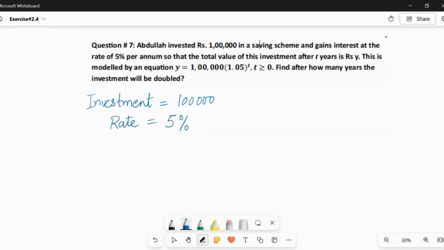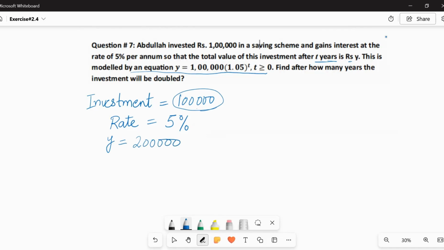Okay, and then so that the total value of this investment after t years is y. This is modeled by an equation. So this equation is given, and we need to find the number of years. Okay, in how many years did he invest so that his amount becomes double? So first of all, we are given that his amount is doubling. Okay, so we will represent the double investment of year by y, and if we double this amount, we'll get 200,000, right?